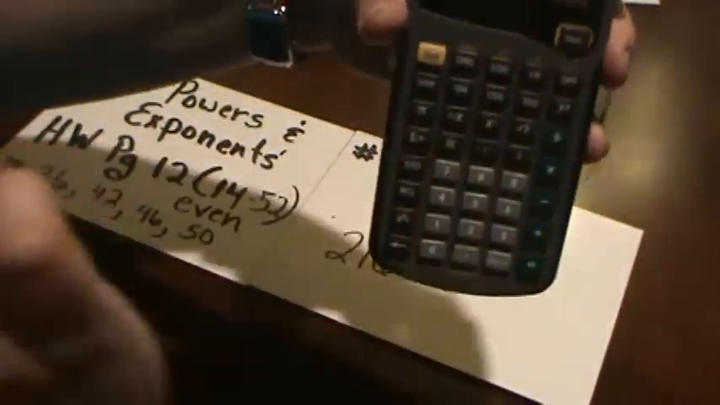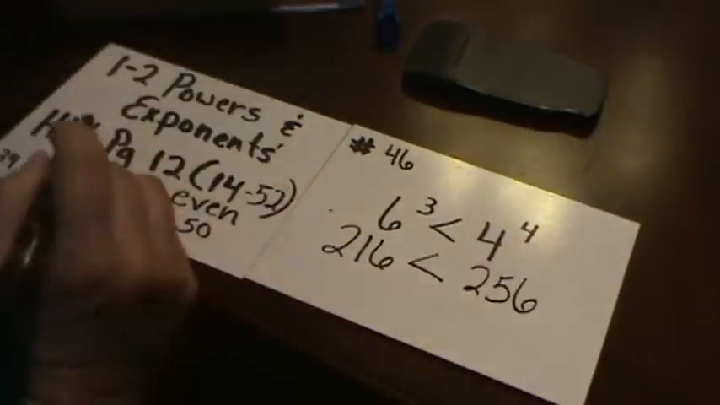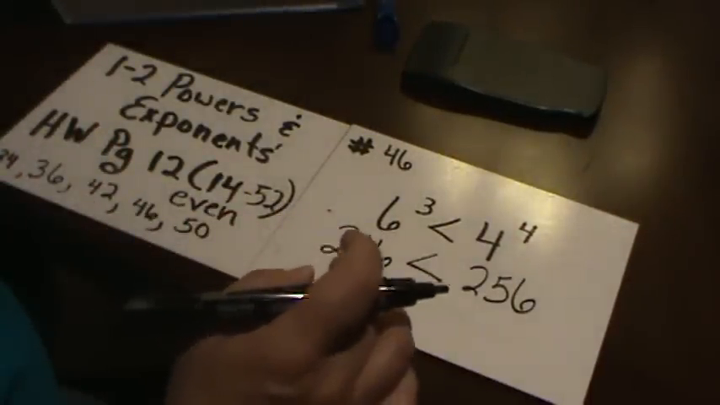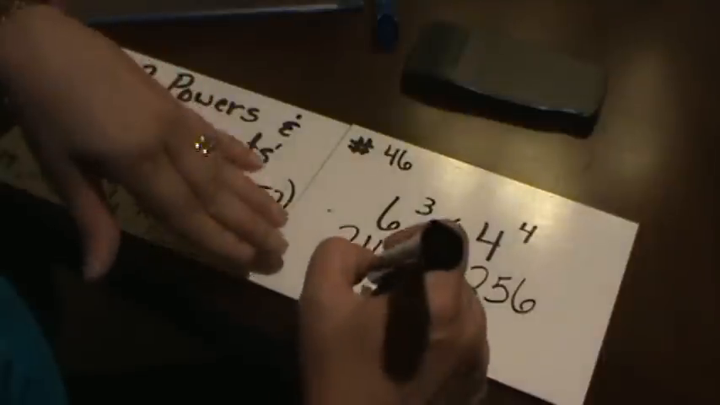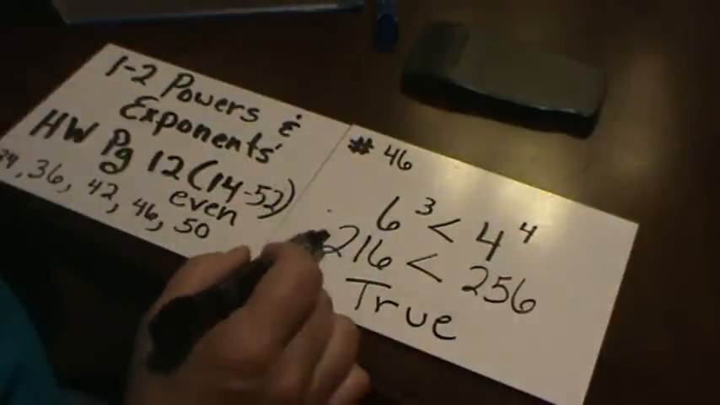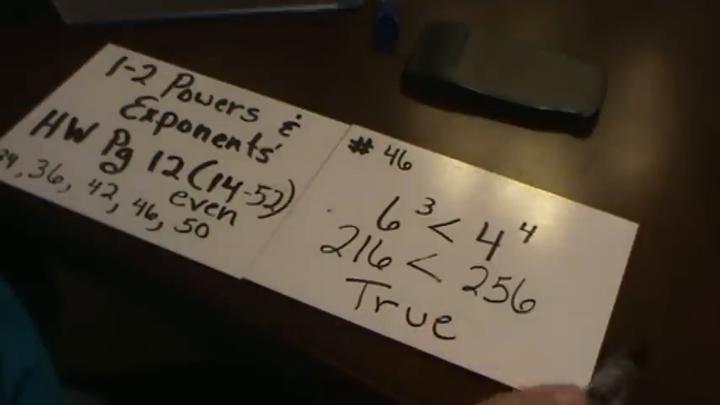And then I'm going to clear my calculator again, and I'm going to go 4, y to the x, 4, and 256 is what 4 to the 4th is. That's the value. Now that I've done that, it's very clear that this statement is also true, because 216 is smaller than 256.